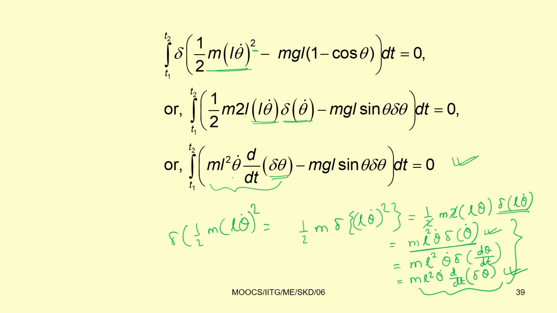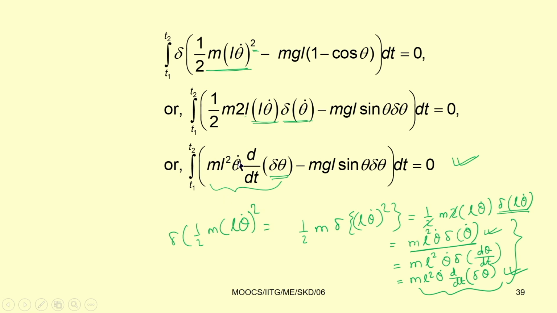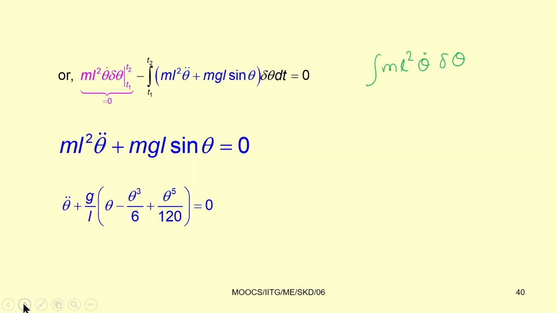So, this is m L square theta dot, d by dt of delta theta into dt. The dt will cancel, so this integration becomes m L square theta dot d of delta theta. Now you can integrate it easily by applying integration by parts. Let us see this again: m L square theta dot, d by dt of delta theta, into dt.